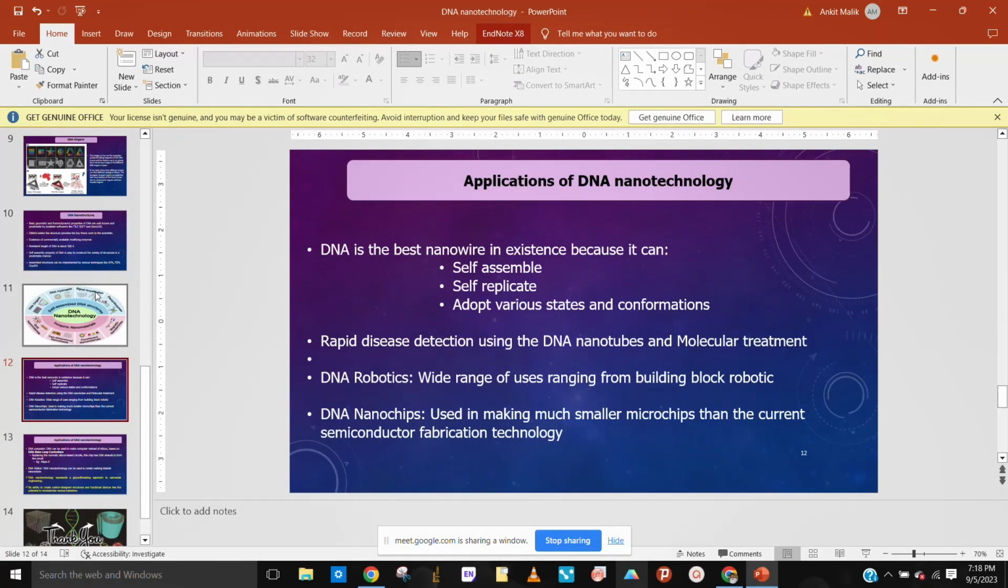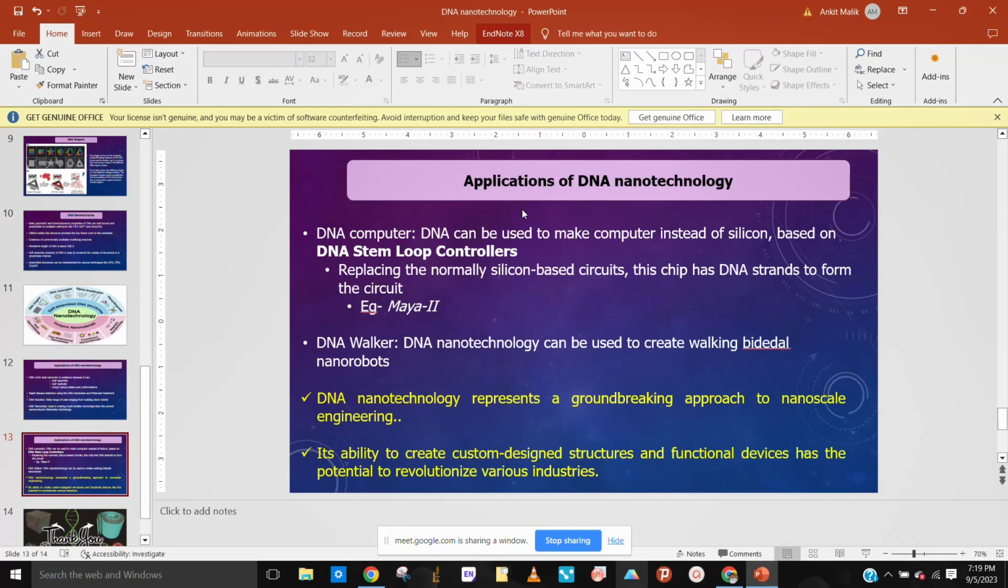Now we'll discuss the applications of DNA nanotechnology. DNA is the best nanowire in existence because it can self-assemble, self-replicate, and it can adopt various states and conformations. So rapid disease detection using DNA nanotubes and molecular treatment is very easy by using this DNA nanotechnology. DNA robotics has a wide range of uses, ranging from building block robotics. DNA nanochips are used in making smaller microchips than the current semiconductor fabrication technology.